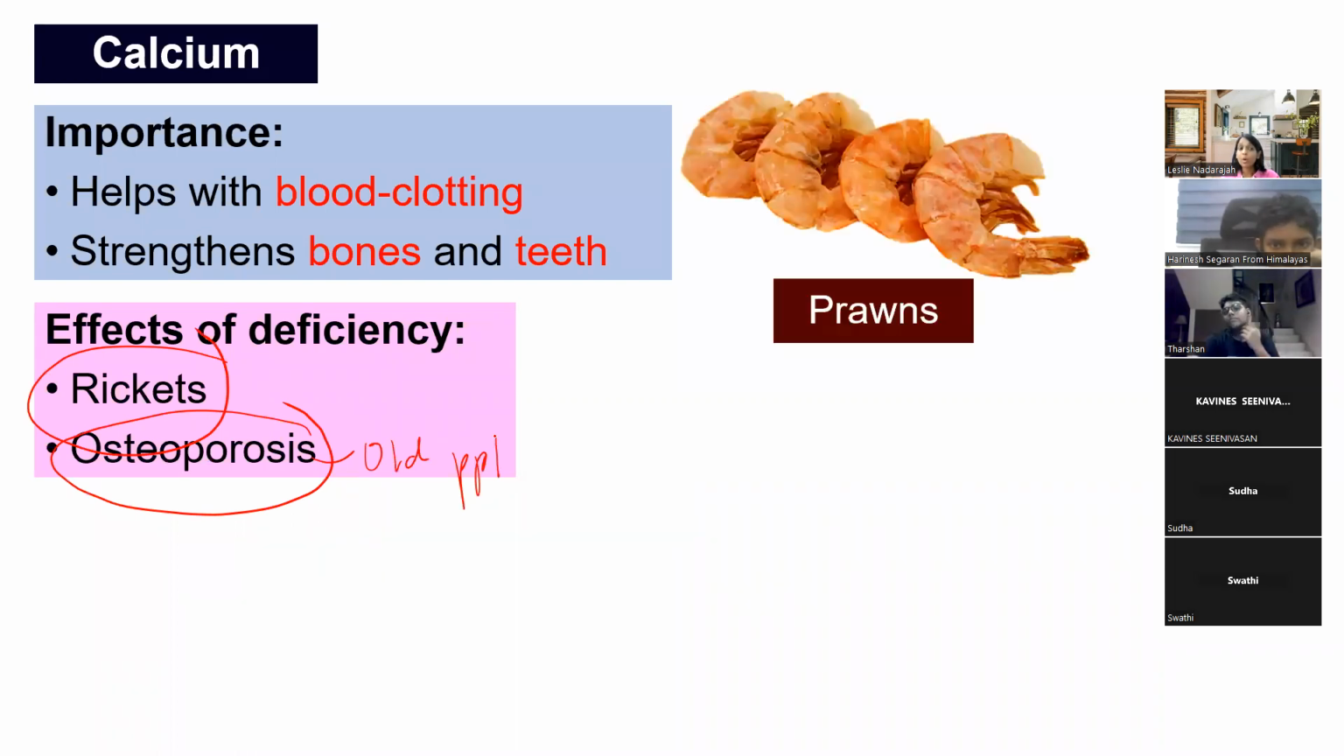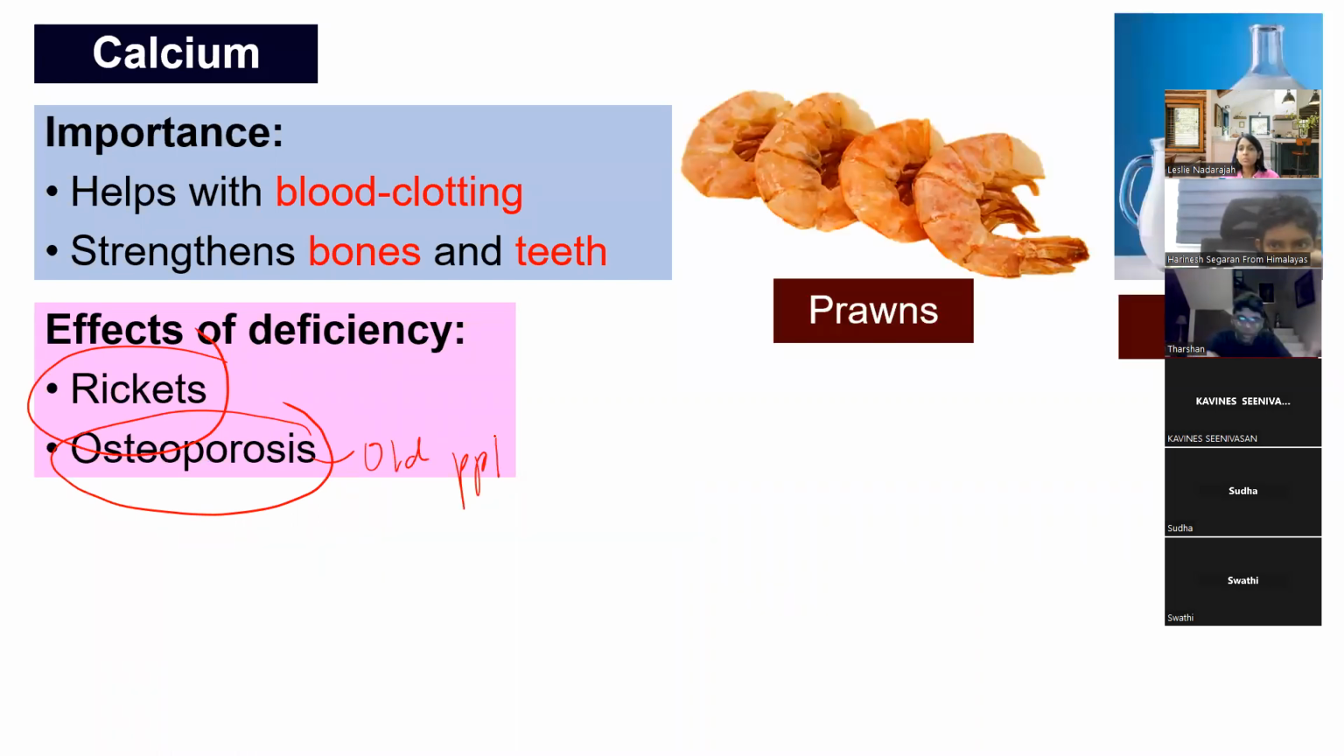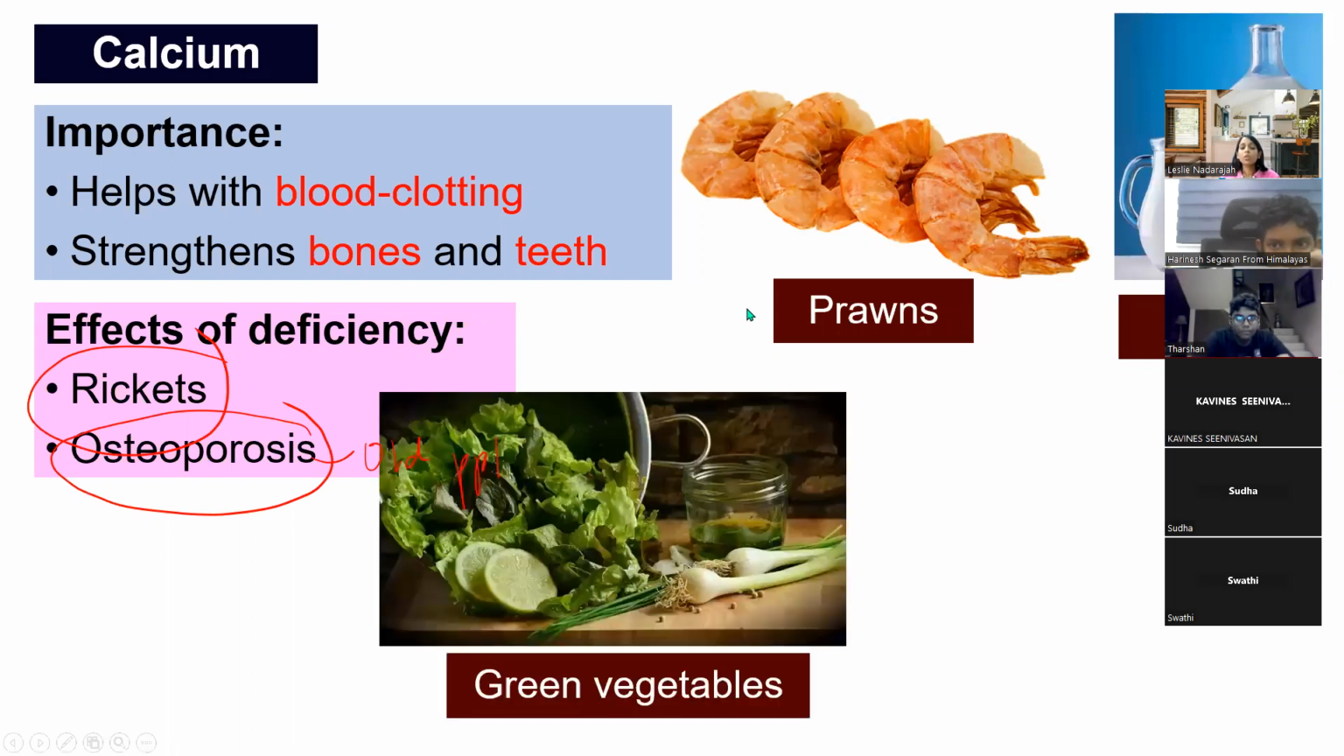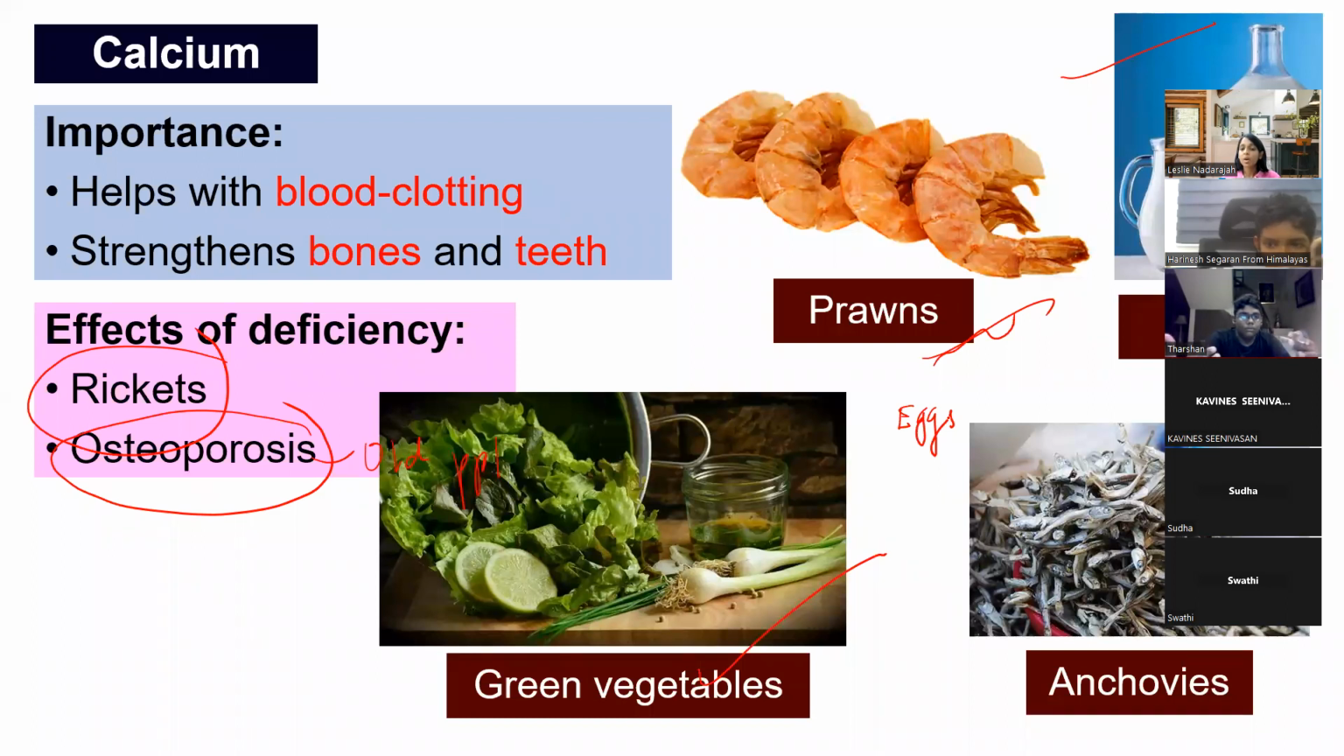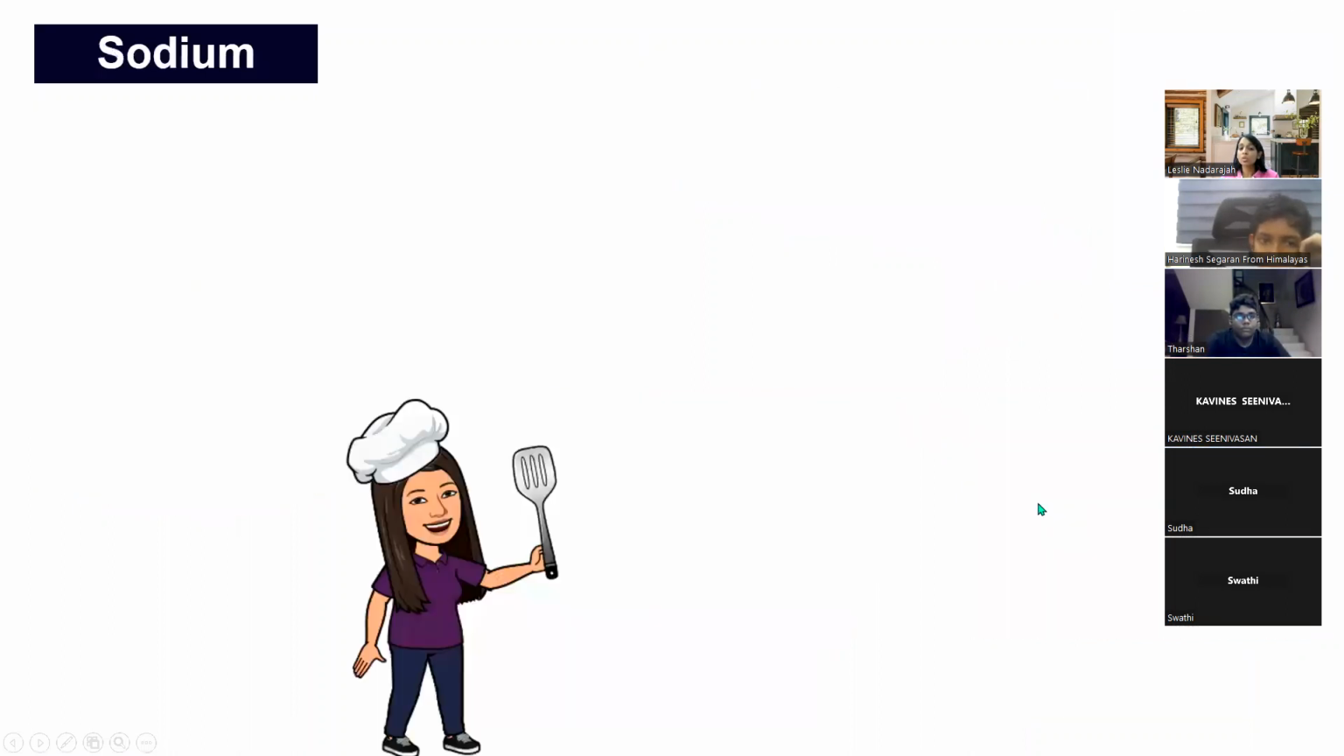Prawns, milk, green vegetables. So you notice milk, green vegetables, eggs are something that you need to take very often because it really helps you. Anchovies as well. If you take anchovies, it's also good for you.